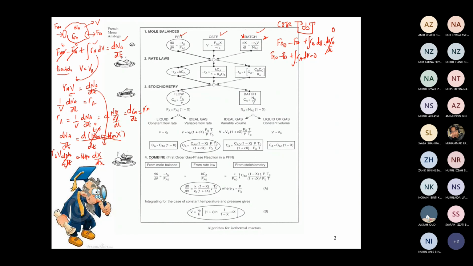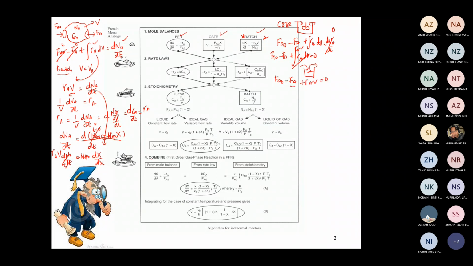Okay, because this is well mixed, it means that there is no change of volume along the process, whether entering or leaving. So the volume here does not change. So this one we should write down as a RAV. So we are left with FA naught minus FA plus RAV equal to 0.